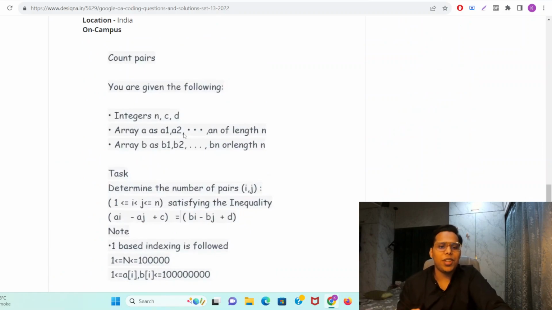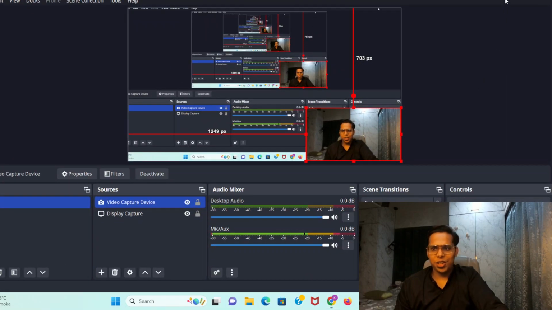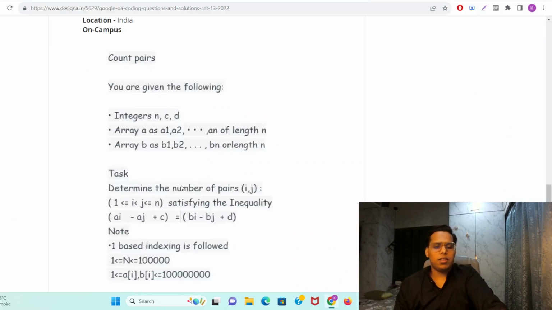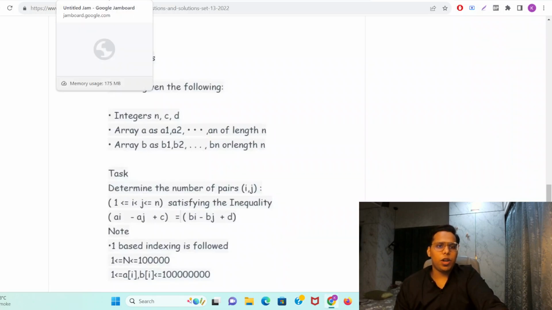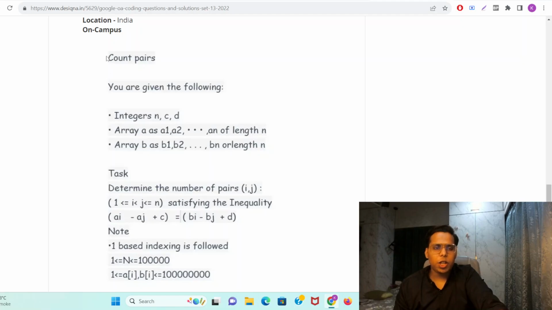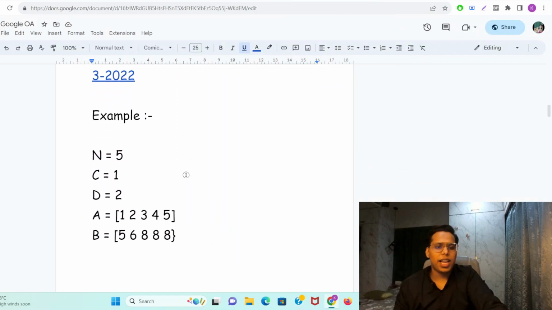The question is saying that we are given two arrays. We have to find the number of pairs such that A[i] - A[j] + C is equal to B[i] - B[j] + D. They are saying that you are given two arrays, and you have to find the pairs which satisfy this condition. So let me take two example arrays for you.